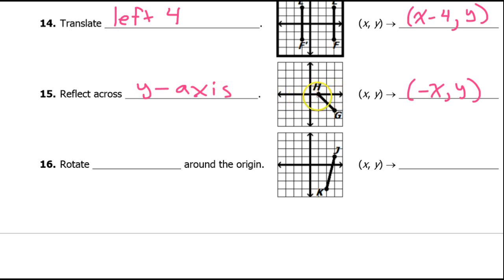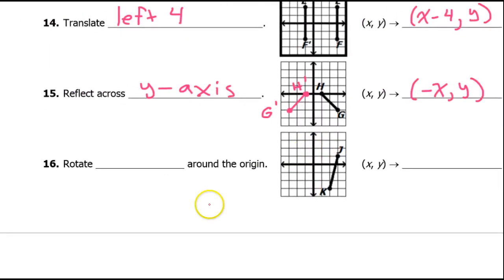Doing that graph is probably easiest done visually. So here's the y-axis, vertical. H is 1 unit to the right, so H prime will be 1 unit to the left. G is 3 units to the right, so G prime will be 3 units to the left. So that is it for problem number 15.